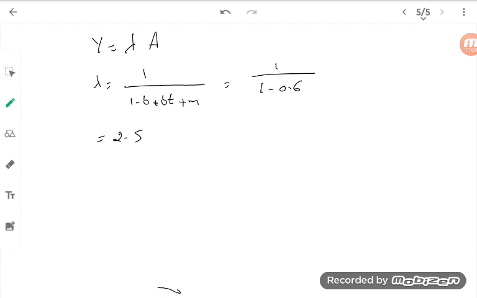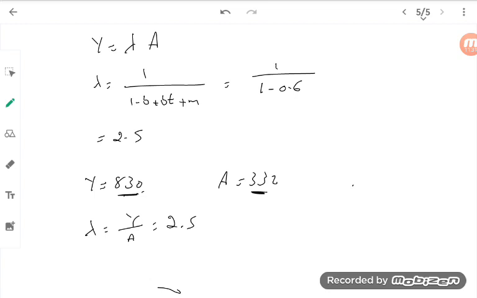You can find it in another way. You know that Y is 830 and A is 332. If you divide 830 by 332, you can find lambda, which is Y over A, 2.5.